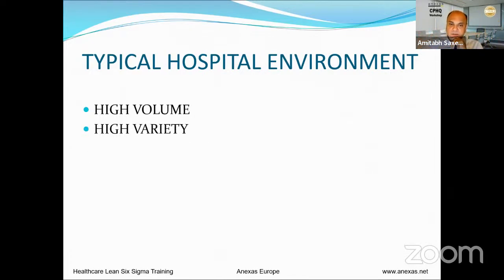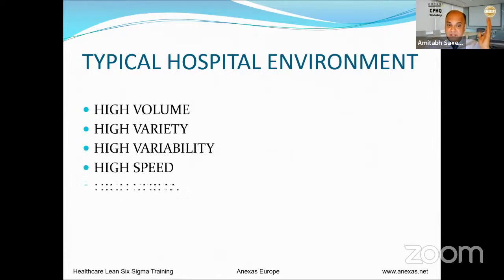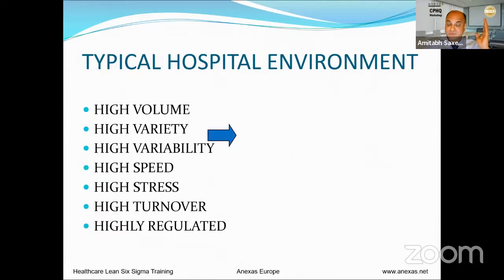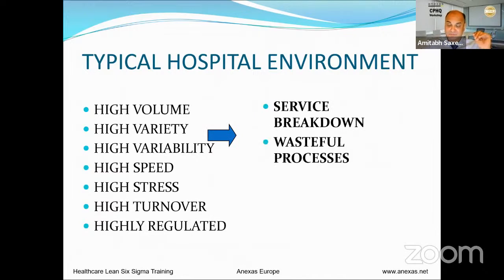So you have a typical hospital environment: high volume, high variation, high speed, high stress, high turnover, highly regulated. The healthcare industry is one of the highly regulated industries.